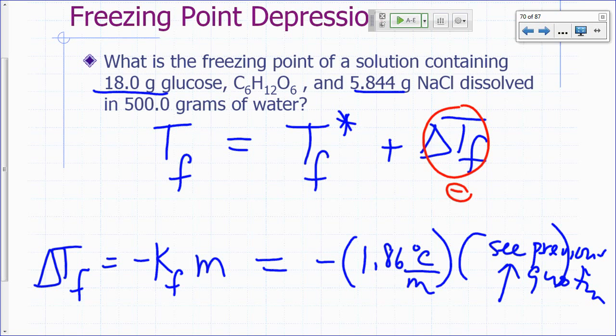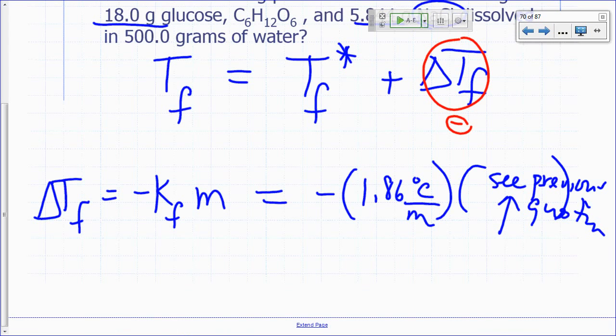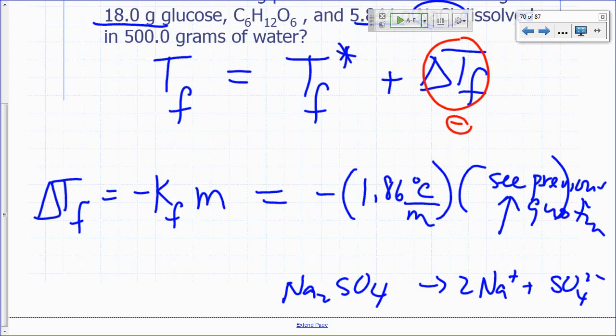And again, don't forget that in the case of sodium chloride, you'd have to multiply the molality by 2 because you're going to get 2 particles. By the way, what if this wasn't sodium chloride? What if it was something like sodium sulfate? Instead of multiplying by 2, you'd multiply by how much? By 3, because that's going to give you 2 sodium ions and the sulfate ion. So keep in mind that you have to multiply by the van 't Hoff factor for ionic compounds.